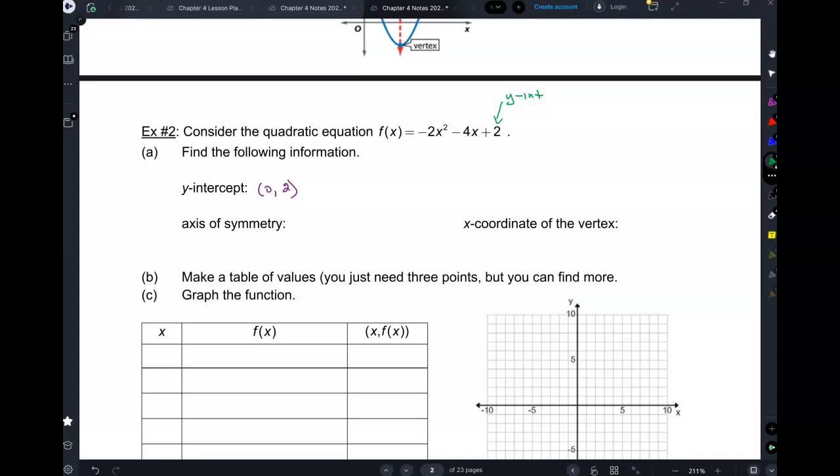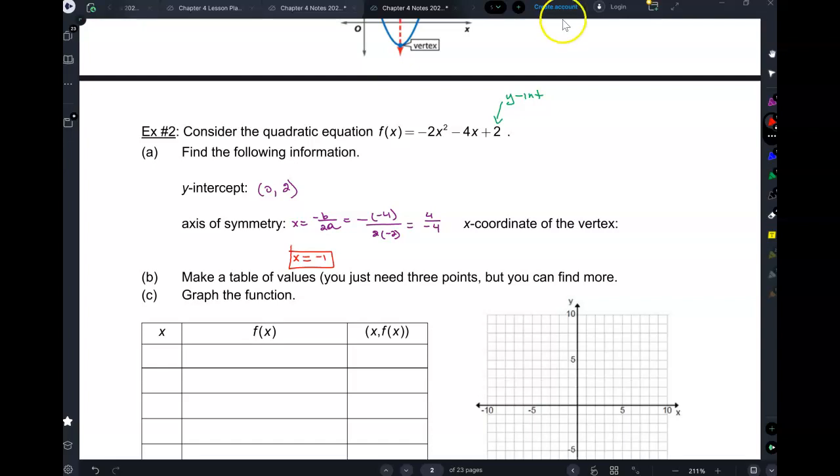All right. For the axis of symmetry, we're going to do x equals negative b over 2a. Okay, so this is negative. What's the b here? Negative 4, over 2 times what's a? Negative 2. So this would be positive 4 over negative 4. How much is that? Negative 1. So the axis of symmetry will be x equals negative 1.